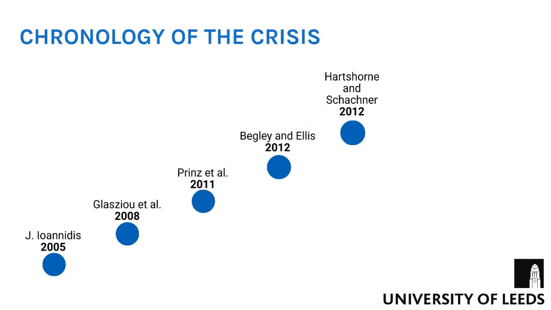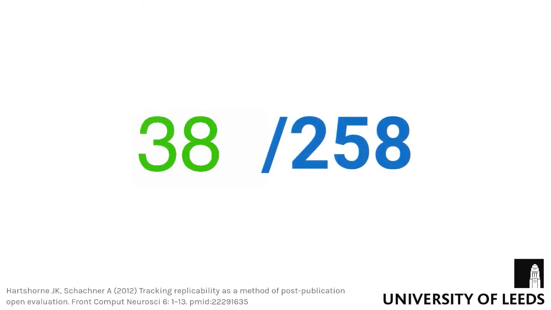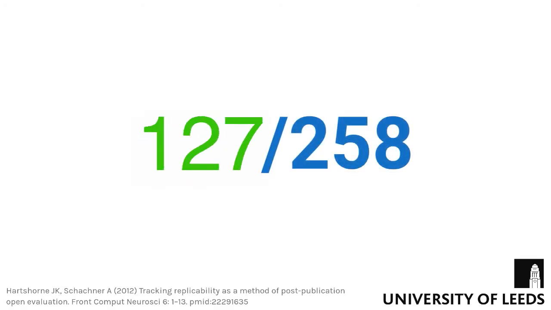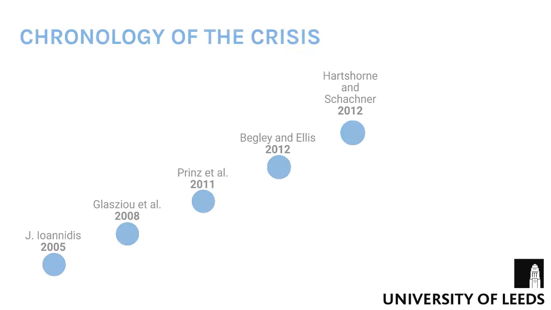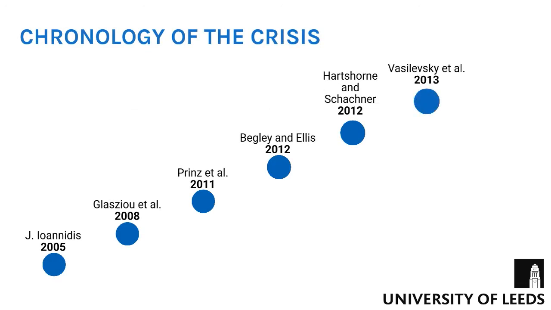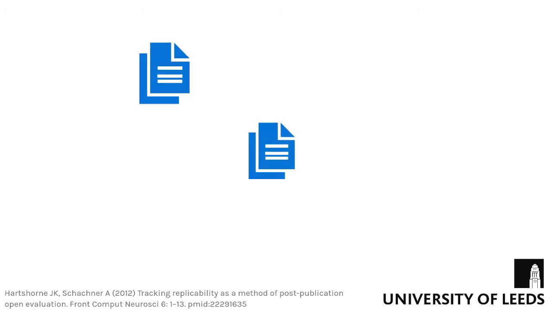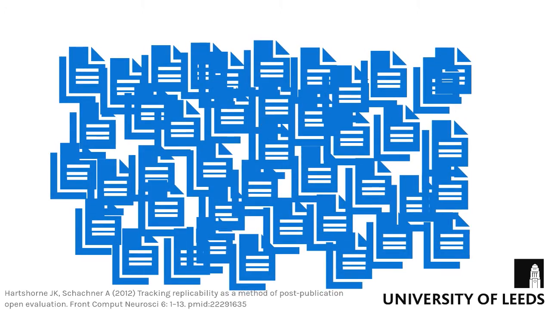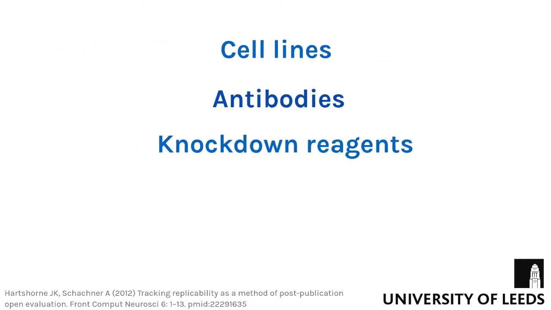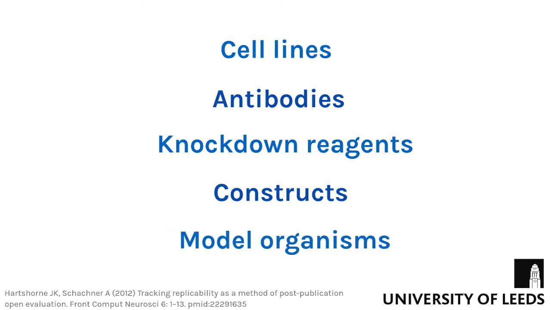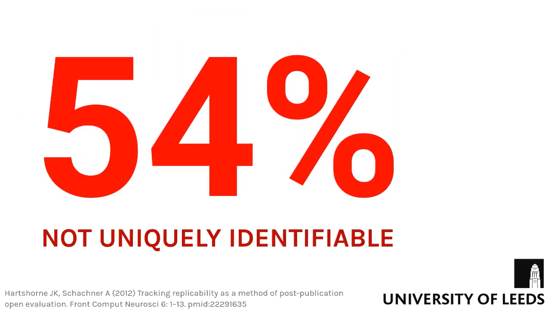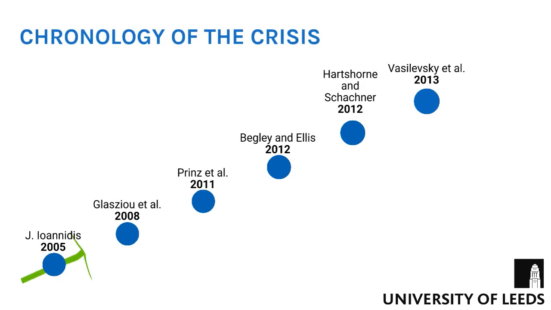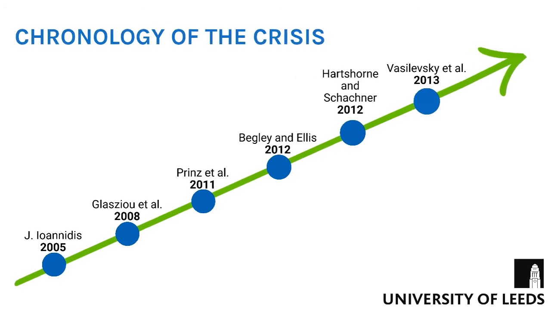Later that year, in a separate study, it was found that out of 258 publications, only 127 results could be replicated. In 2013, Vasilevsky et al. looked at 238 published studies to determine if they could identify the exact materials used. For example, cell lines, antibodies, knockdown reagents, constructs, and model organisms. 54% of resources could not be uniquely identified. As we can see, issues in reproducibility are not a new thing.